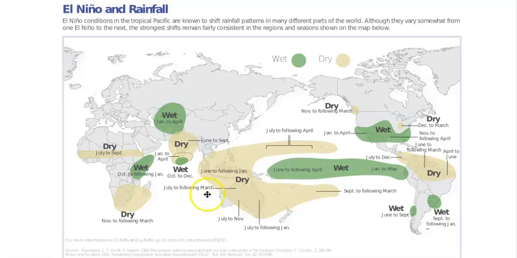So again, you don't have to memorize every location that's wet and dry. You do need to know in California, it brings wet conditions. In Peru, it brings wet conditions, which is the opposite of normal. And in some places like Australia, it brings drought and fire. All right, that's it for Unit 4.